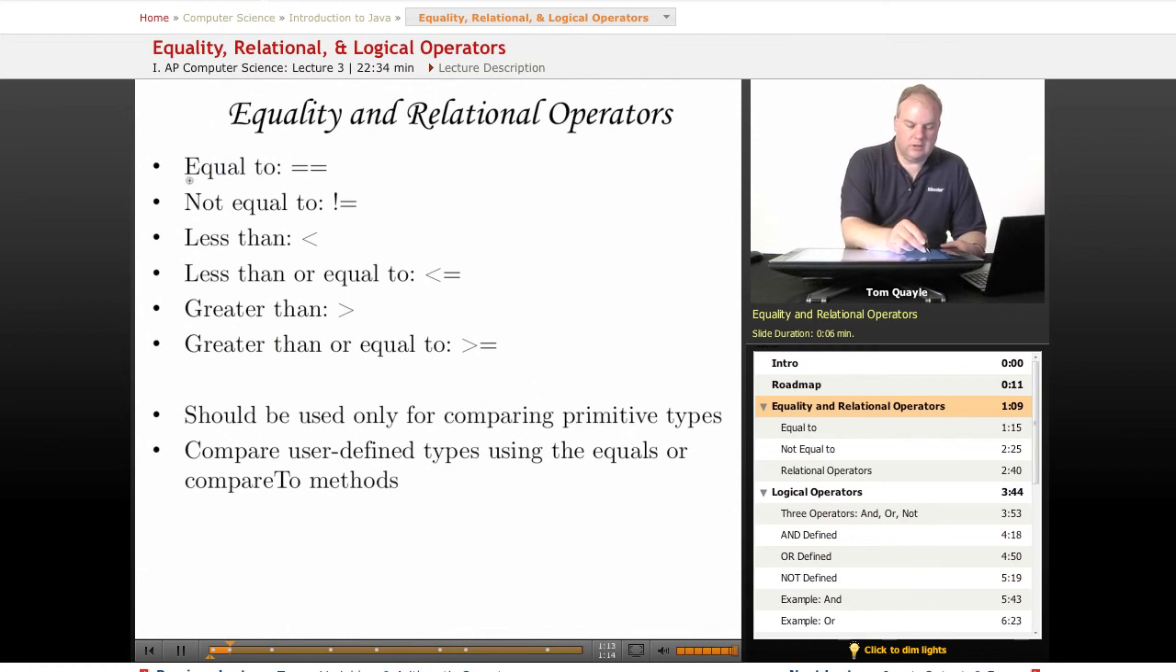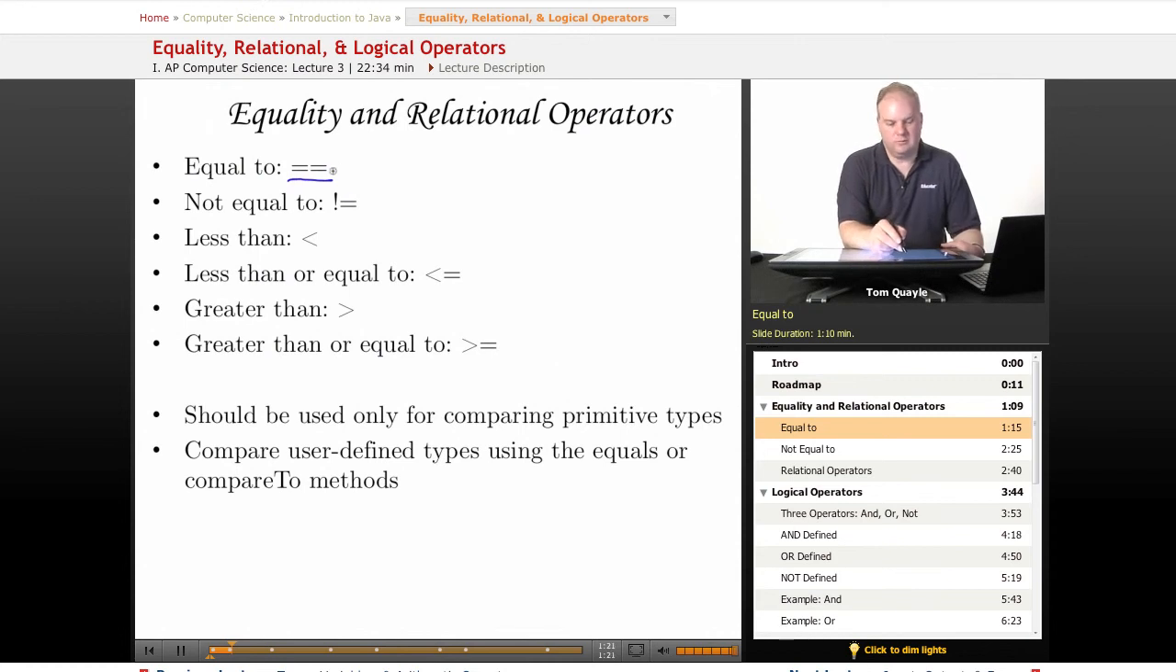The equality operator, equal to, is two equal signs. Now, it's very important to remember that when you're testing for equality, you must use two equal signs, not one equal sign. One single equal sign is the assignment operator, and that would be, for example, I equals 10. A single equal sign assigns the value on the right-hand side to the variable on the left-hand side. Equal equal tests the two values for equality.